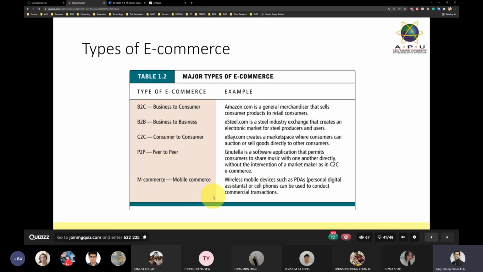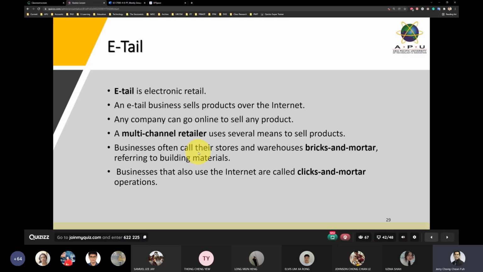Mobile commerce, of course, the focus here is in terms of providing your services or goods through mobile platforms instead, which will again include social media platforms. So e-tail, on the other hand, of course, is highlighting electronic retail. But I do want to make a point here: these are basically not businesses who are providing their own products, but they are merely an intermediary. A business that sells products over the internet. Any company can go online to sell any product. A multi-channel retailer uses several means to sell the products instead.